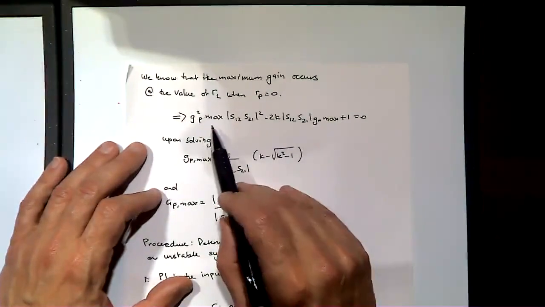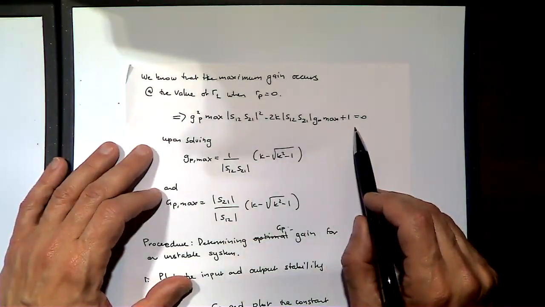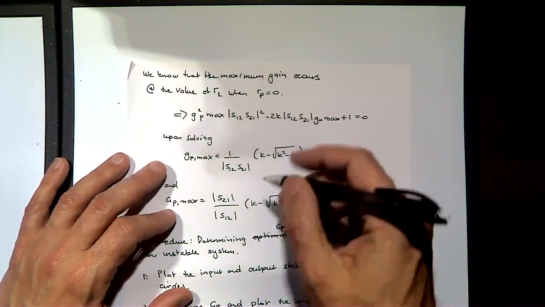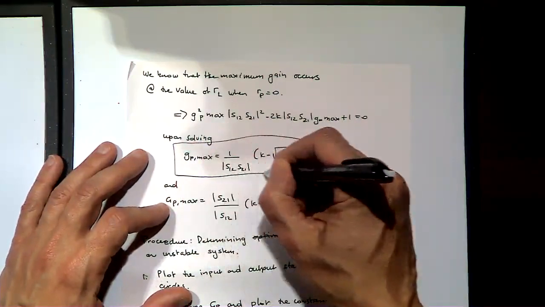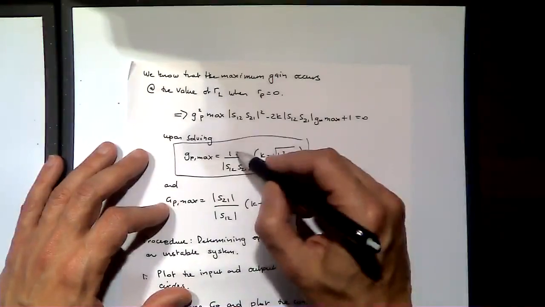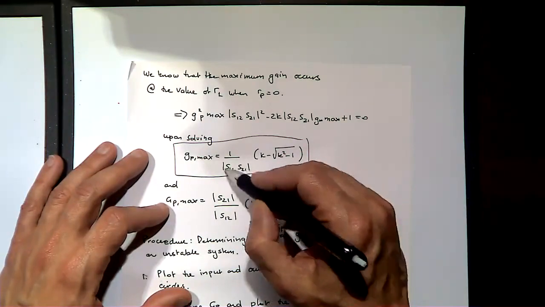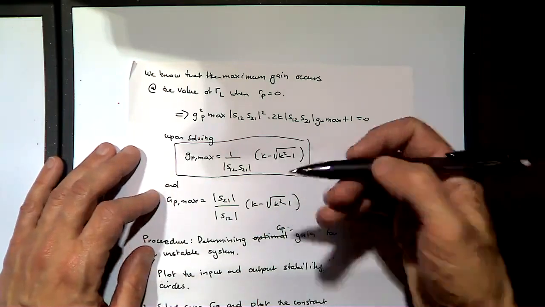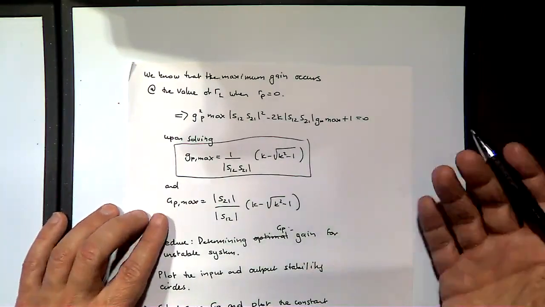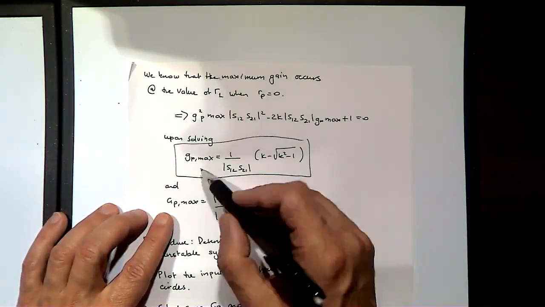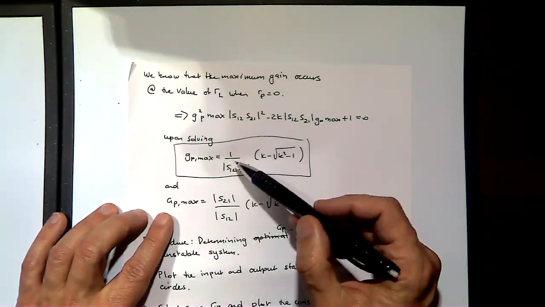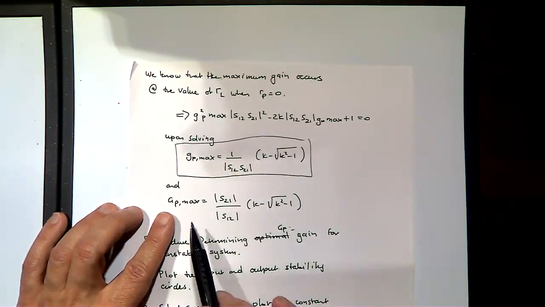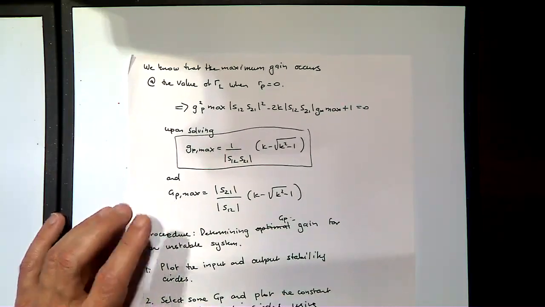And you can continue on and solve that equation and show that a solution occurs when little GP max is equal to 1 over the magnitude of S12 S21, times k minus the square root of k squared minus 1. And we've defined k squared minus 1. Likewise, remember we defined little gp as the ratio of gp to S21 squared, so that allows us to calculate what gp max is.